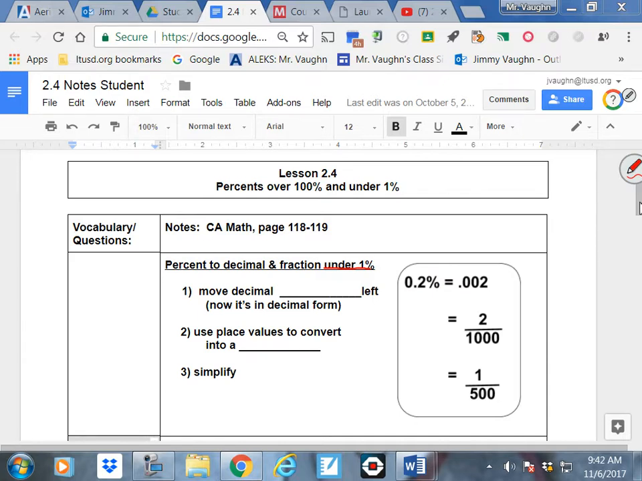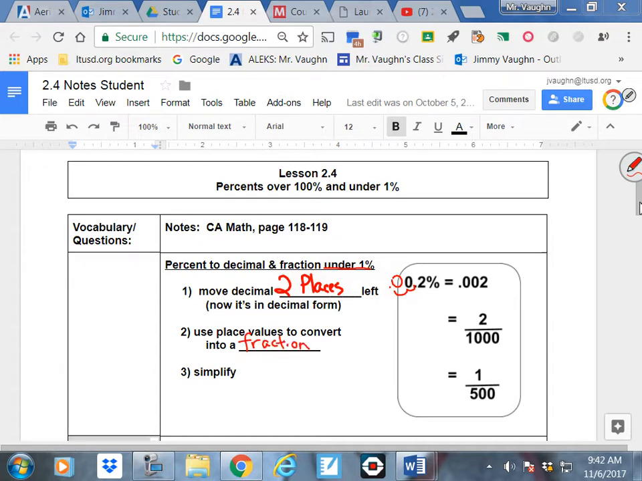So what do you do? You move the decimal two places to the left, just like you did with the other numbers. So that's what they did here. 1, 2, and it looks funky. It's going to look weird, but just trust the rules, trust the method, and follow that method. So you move the decimal two places over. Now we have 0.002.